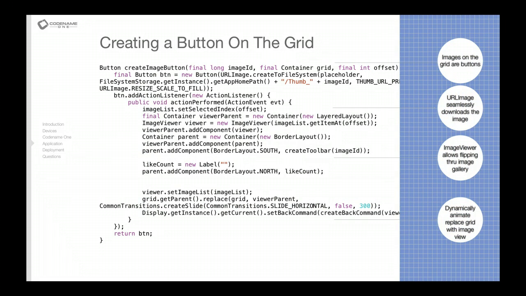So here's the actual code to create a button, as we saw the button creation over there. And technically what we do here is relatively simple. We create a new button, and we use a class called URL image, which is a really simple image type that knows how to fetch an image from a URL. You'll notice that the image is cached to the file system, so we accept a file system storage path to the home directory where we have the thumbnail.